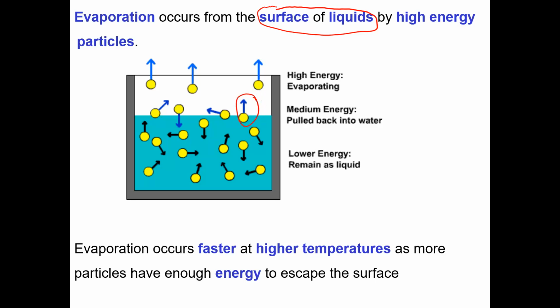The other thing to recognize is that it is the highest energy particles that will be evaporating. In order for the particle to leave the liquid phase and enter the gas phase, it has to have enough energy to break all of the intermolecular forces that it's experiencing. So if it doesn't have enough energy, it will get pulled back into the bulk phase. One of the consequences of this is that evaporation is going to occur faster at higher temperatures, because more particles will have enough energy to escape the surface.